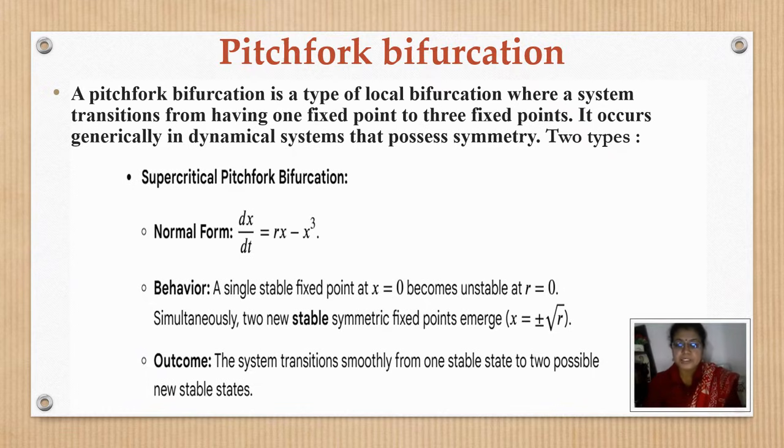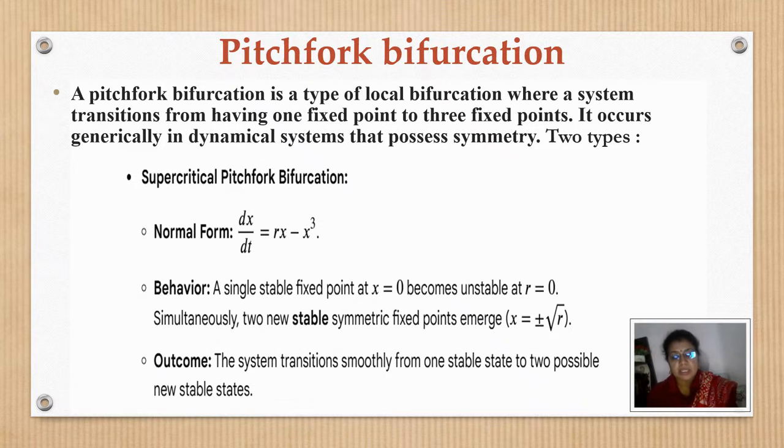So what is pitchfork bifurcation? It is the third type of bifurcation, where a system undergoes a transition from having one fixed point to three fixed points. It occurs generically in dynamical systems that possess symmetry. Now remember, in the part 2 video we have seen two other bifurcations, saddle node and transcritical, and they involved only two fixed points.